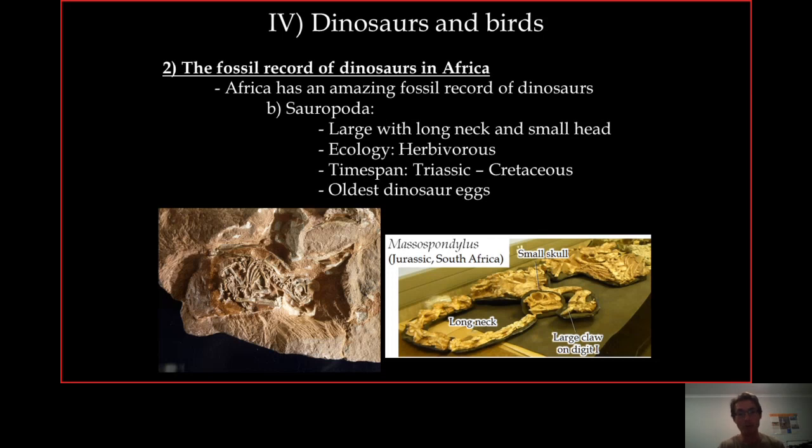And also the sauropods, particularly the South African sauropods, are well known for giving the oldest dinosaur egg in the world. This is the egg of Massospondylus. You've seen it during the first lecture. So that's the embryo, and the egg is around it. It's a perfectly preserved dinosaur egg from the Jurassic, and it's one of the oldest dinosaur eggs in the world. And that's what the adult would look like: the typical long neck with the small head and very large claws.